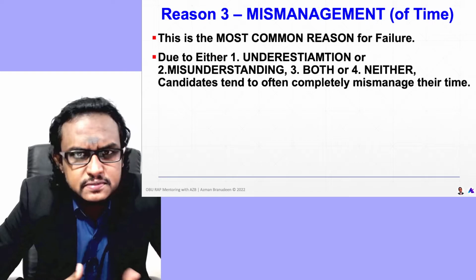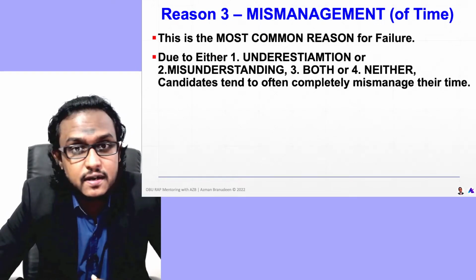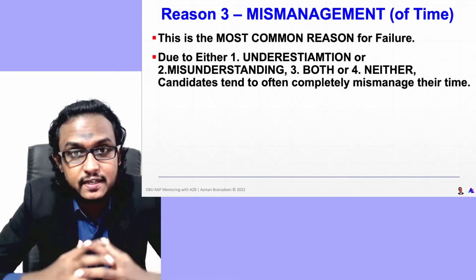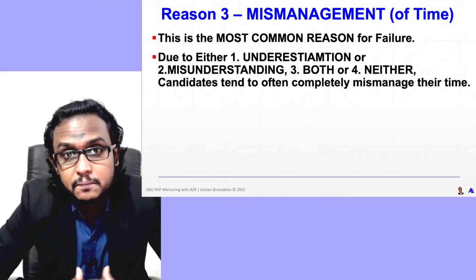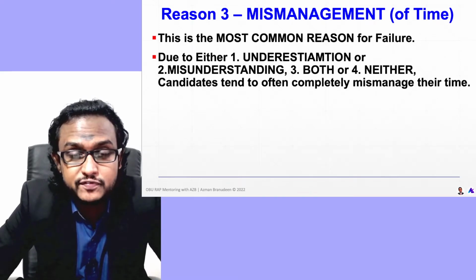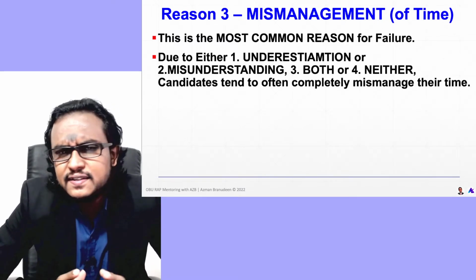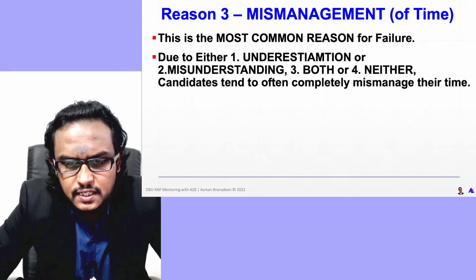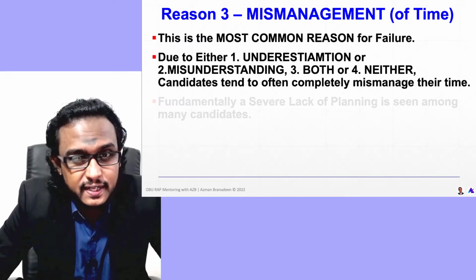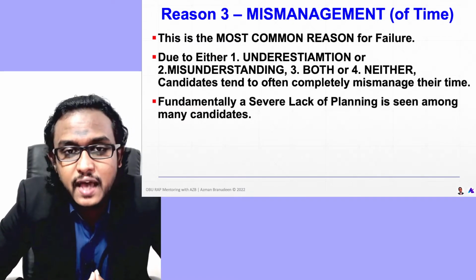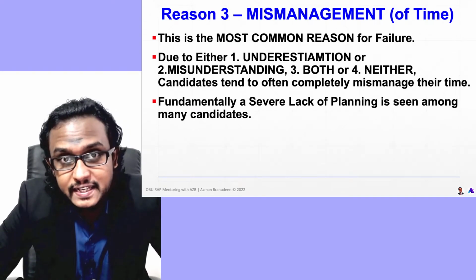And four, sometimes neither, because I also meet candidates who are busy with their professional lives, who are busy with their family, juggling a lot of things. So they do have a good understanding. They don't underestimate the effort, but they don't have the necessary amount of time, or there's poor planning involved. So for any of these four reasons, candidates often completely mismanage their time. You cannot let this happen. Fundamentally, what's happening is that there is a severe lack of planning, which is seen among many candidates.